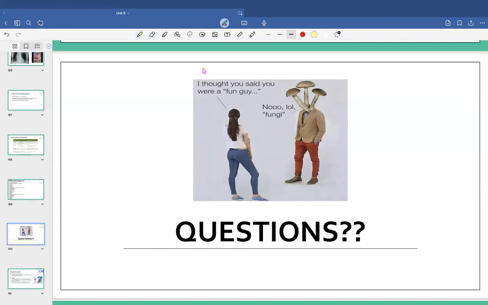A, very good, Aspergillus fumigatus. Septate hyphae with acute angle branching. All right.